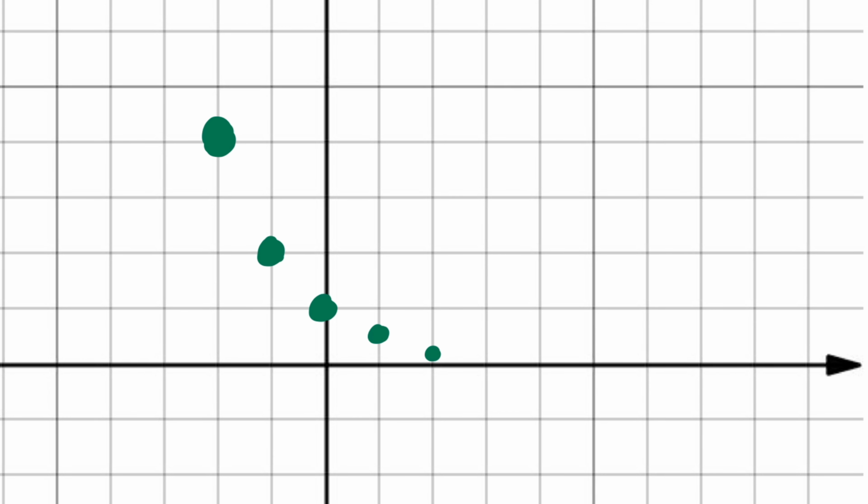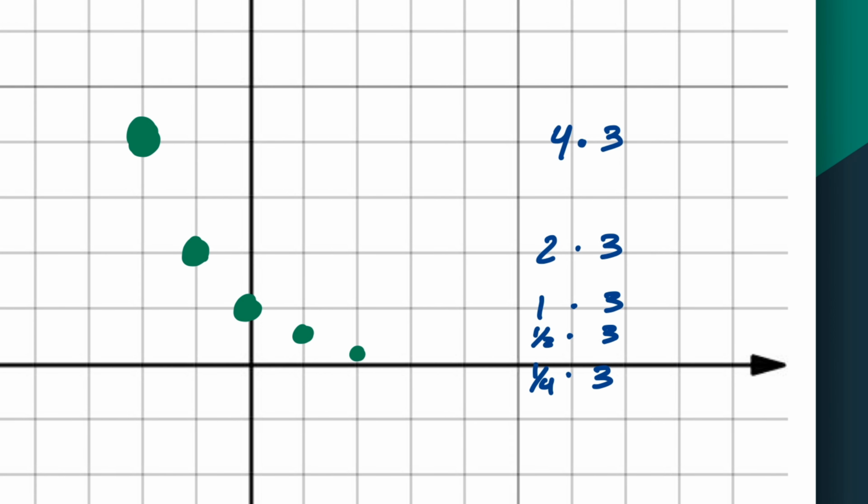We're going to have 4 times 3. We're going to have 2 times 3. We're going to have 1 times 3. We're going to have 1/2 times 3. And we're going to have 1/4 times 3. Okay. So we're going to get 12, 6, 3. 1/2 times 3 is going to give us 3 over 2, or just 1.5. And then 1/4 times 3 is going to give us 3/4.